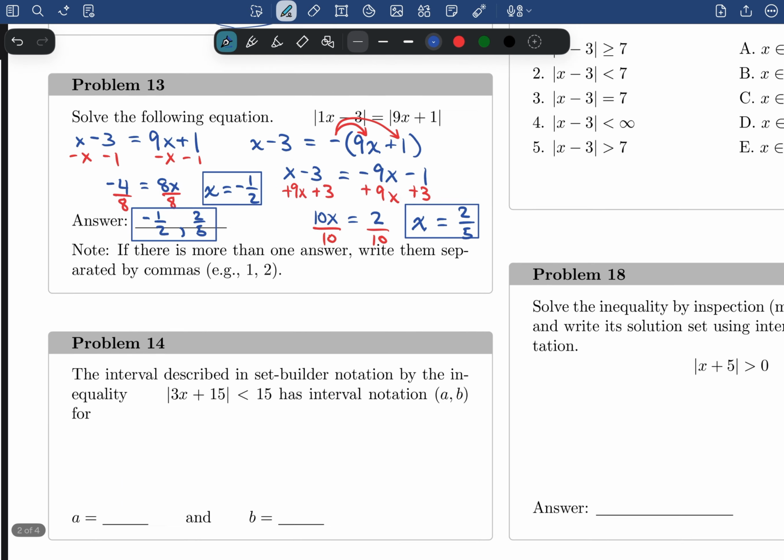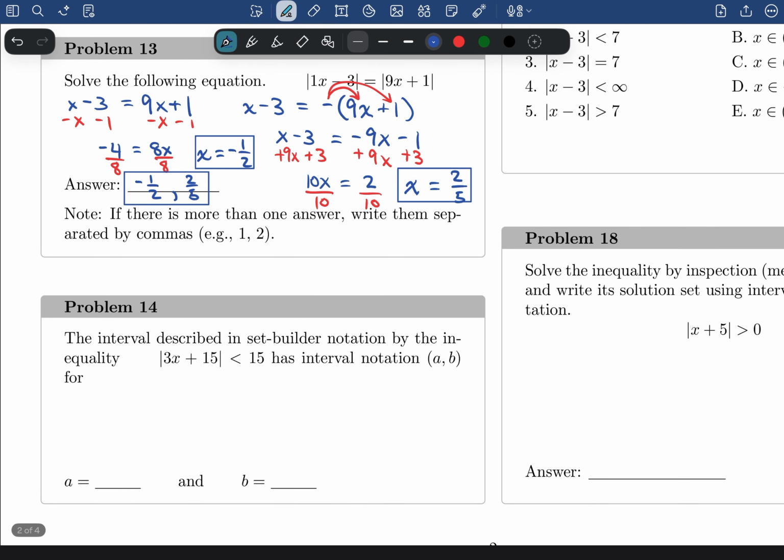Let's move on to problem number 14. At this point, we get to absolute value inequalities. In section 2.7, you learned how to solve absolute value inequalities with less than symbols, less than or equal to symbols, greater than symbols, and greater than or equal to symbols. I challenge you to go back and look at that because we're about to do a variety of problems regarding this.